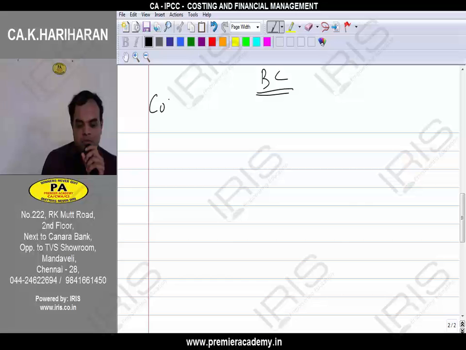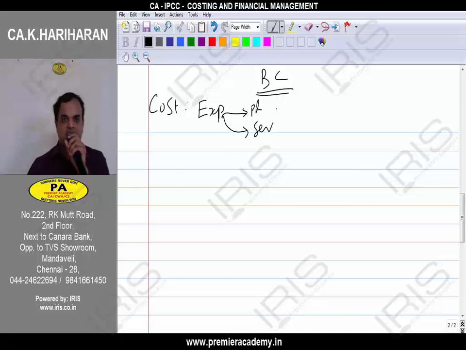Cost. Meaning of the term cost. What is called cost, sir? Cost is nothing but expenditure. Cost is nothing but what? Expenditure which is incurred for the purpose of producing the products or rendering the services.